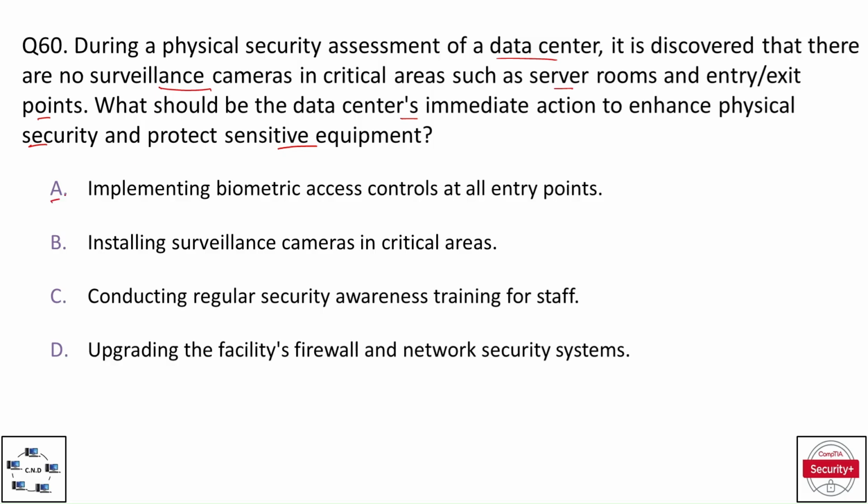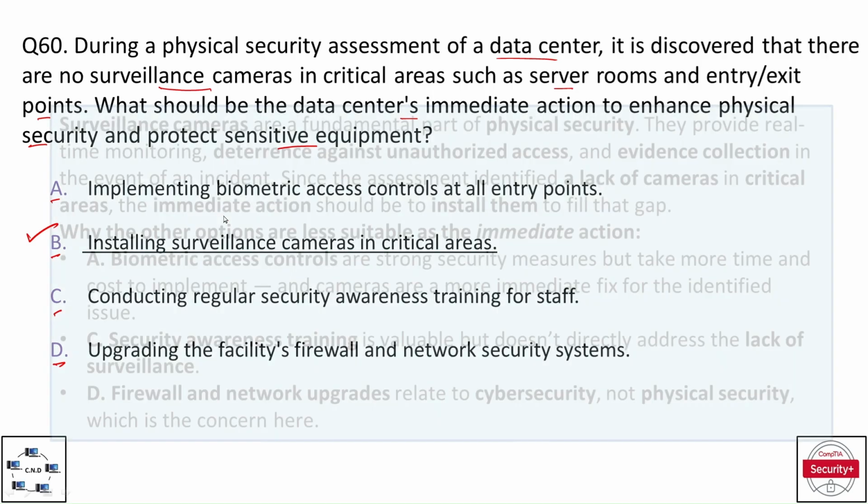And the options are option A, implementing biometric access controls at all entry points. Option B, installing surveillance cameras in critical areas. Option C, conducting regular security awareness training for staff. And option D, upgrading the facility's firewall and network security systems. And the correct option is option B, installing surveillance cameras in critical areas.